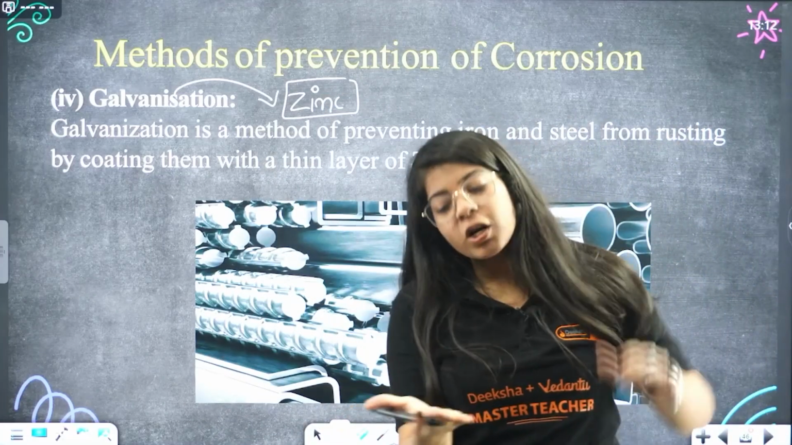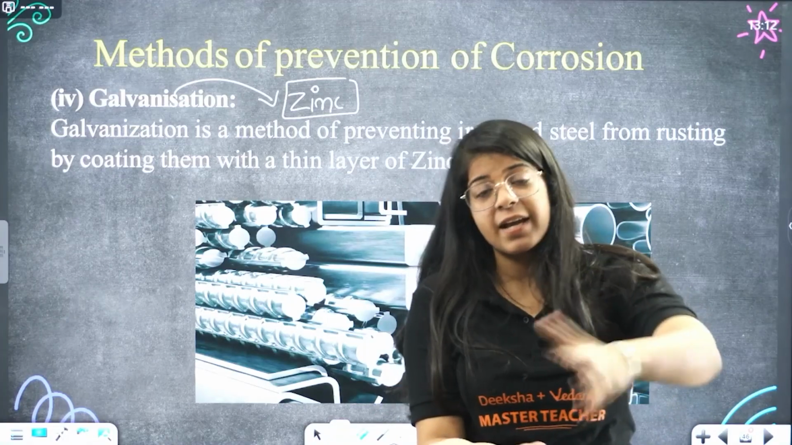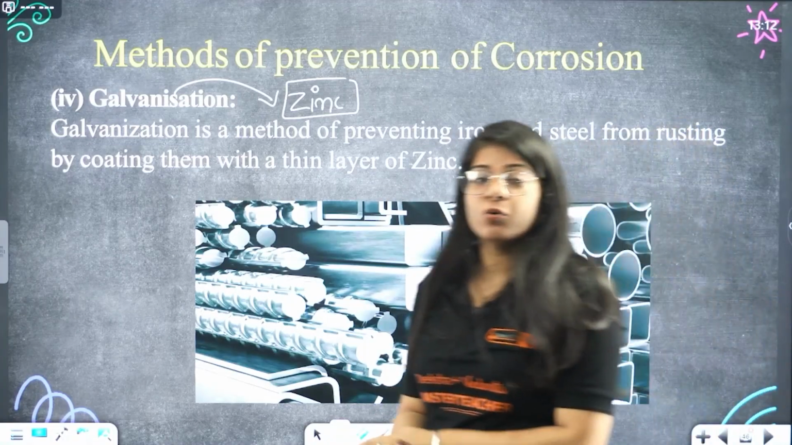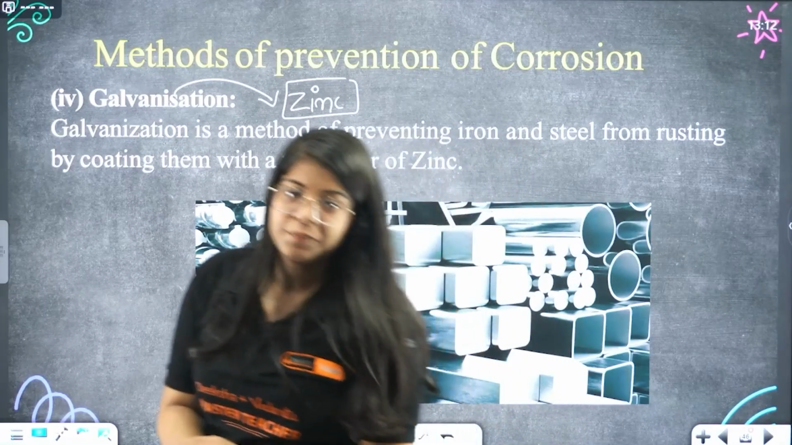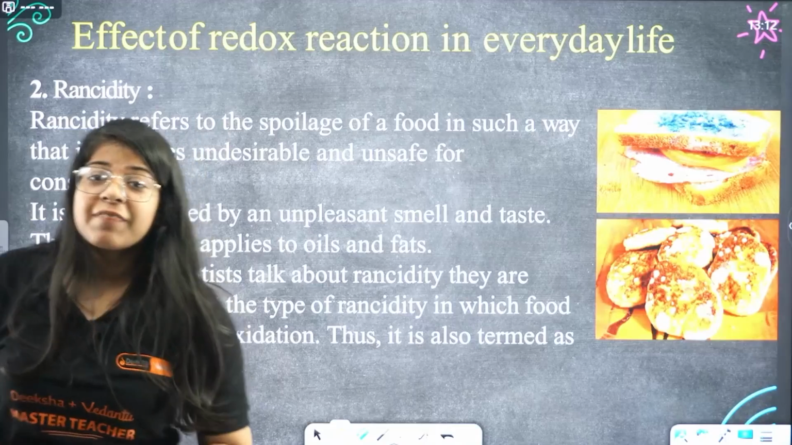So we coat a thin layer of zinc on our metal, that is our steel, that is our iron, and hence it prevents corrosion or rusting. Understood? Okay. Moving on, there is one more thing, that is the effect of redox reaction.